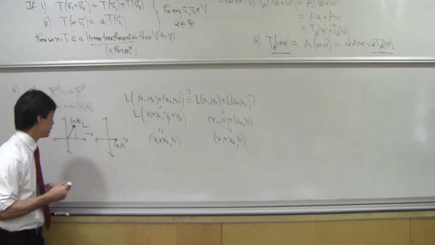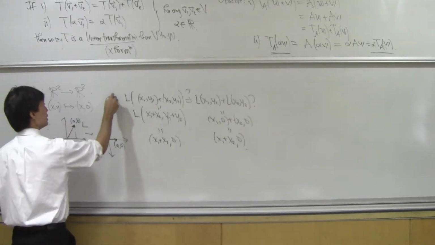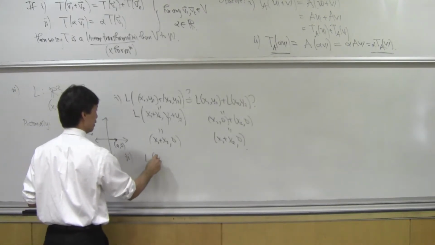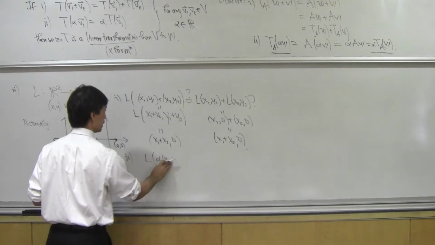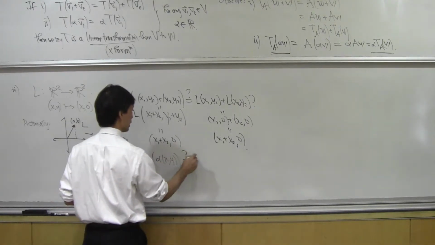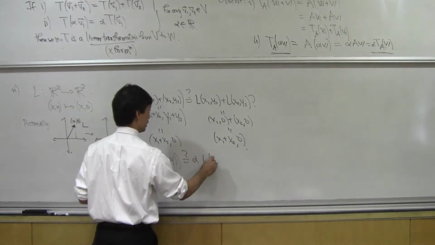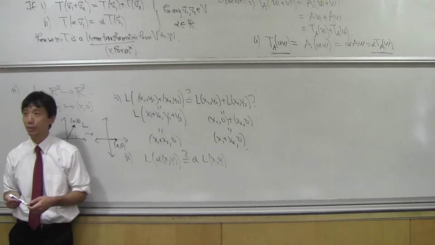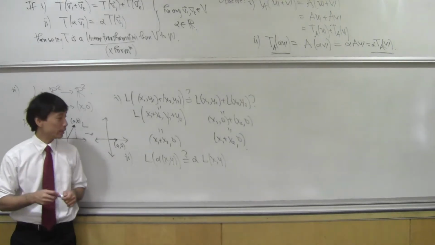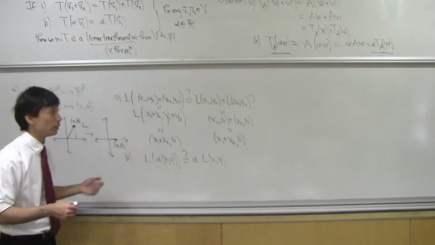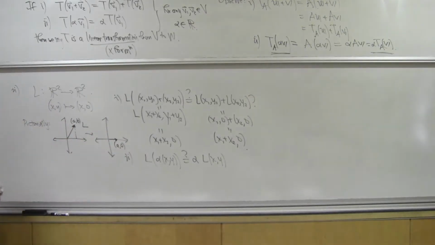Okay, so this is property 1. Property 2 is similar. If I take L of (alpha x, alpha y), is that the same thing as alpha times L of (x, y)? And the answer is yes, same sort of reasoning. So this is also a linear transformation.